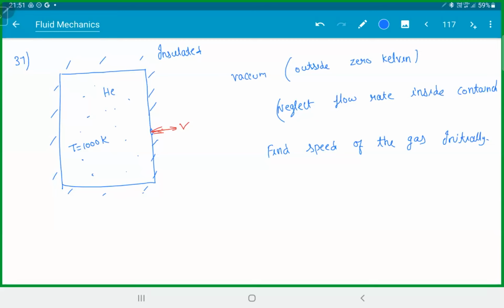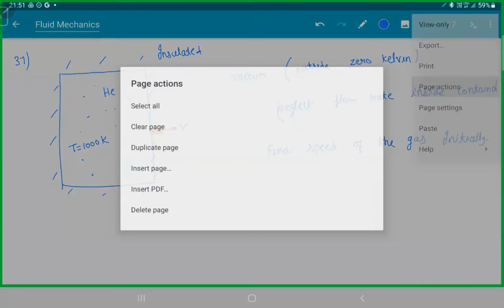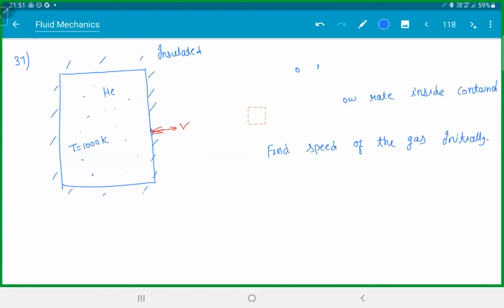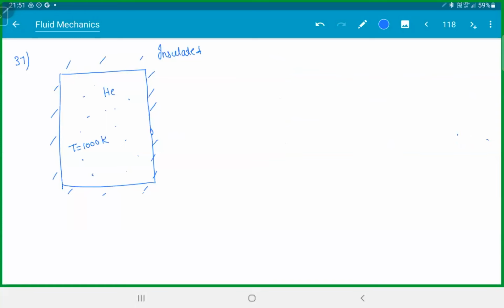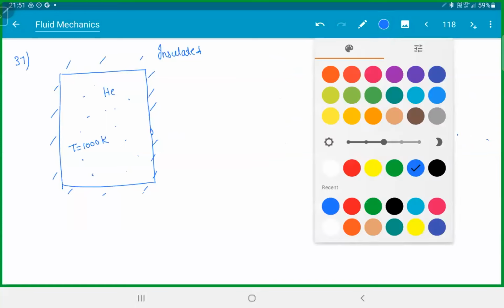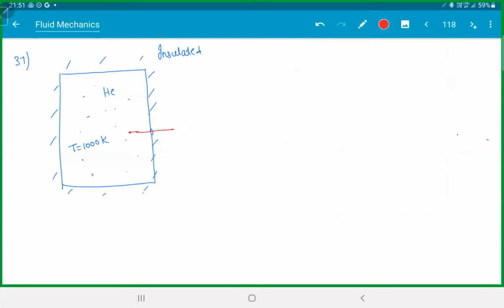See how to do this thing. This is slightly complex. Most people feel it doesn't have enough data. Number of moles are not given, pressure is not given, nothing is given. So let's say when this gas is flowing out, let this point be 1 and let this point be 2, and let the speed be v. And inside, the speed is 0 because the flow rate is 0.